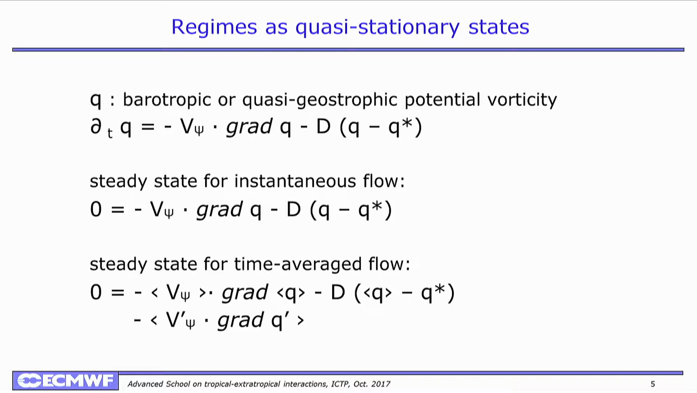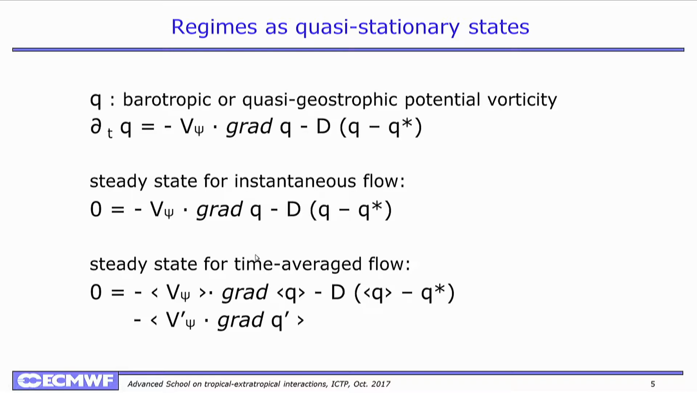But in the concept of regimes, we are actually thinking, at least for the atmosphere, and at least in these kinds of papers, they were mainly trying to explain persistent anomalies. Persistent on a time scale of maybe 10, 20 days, even one month perhaps. And so if you do that, you should not just take the instantaneous flow, but average this equation over a typical time scale, let's say 10 days.